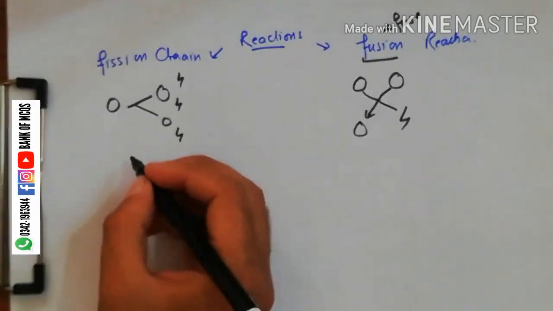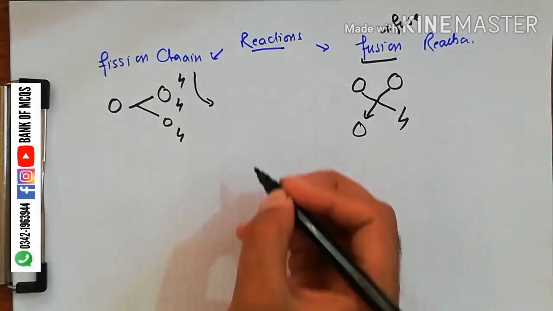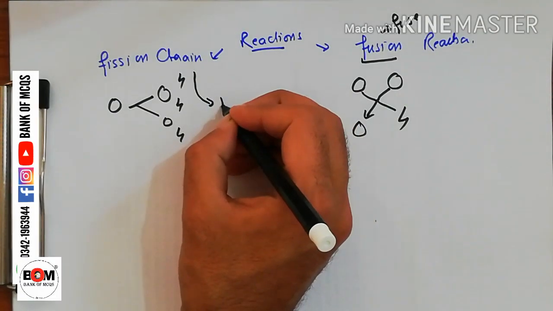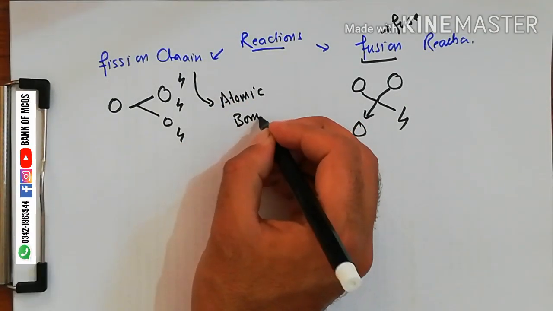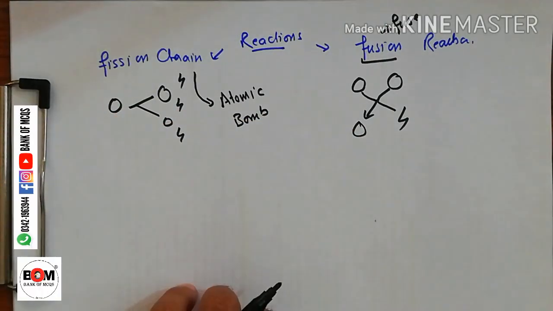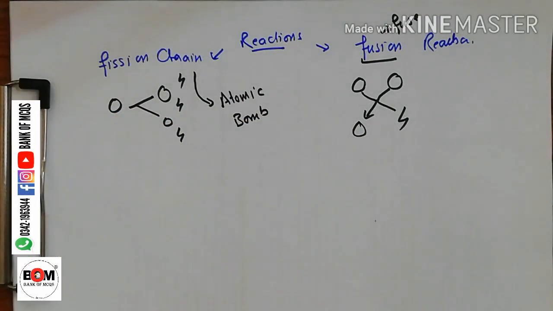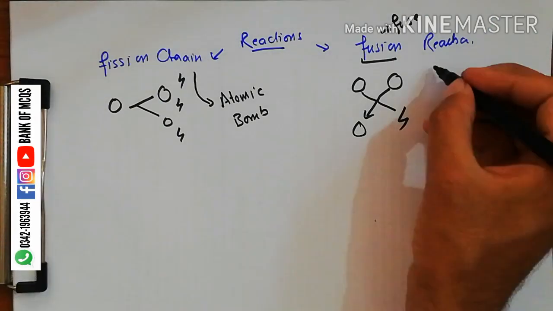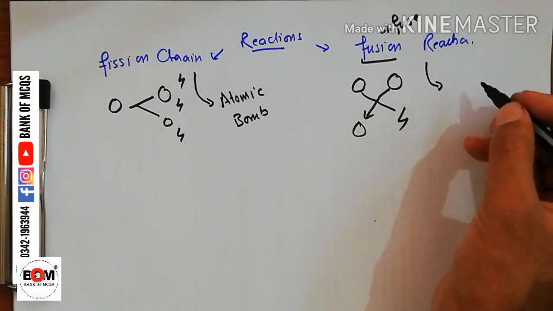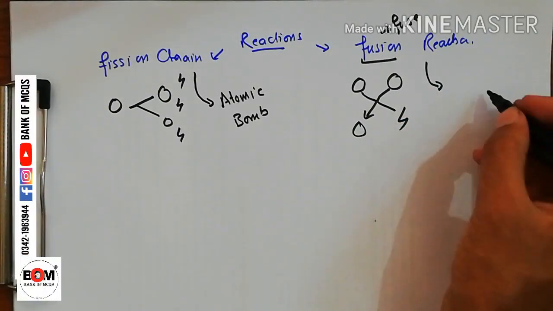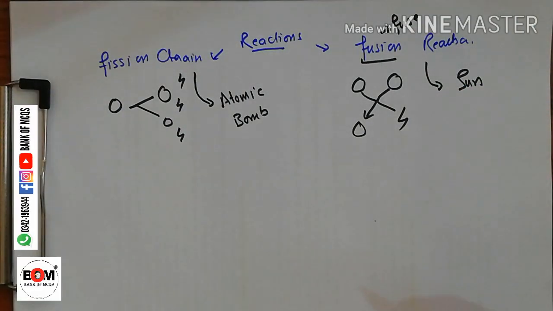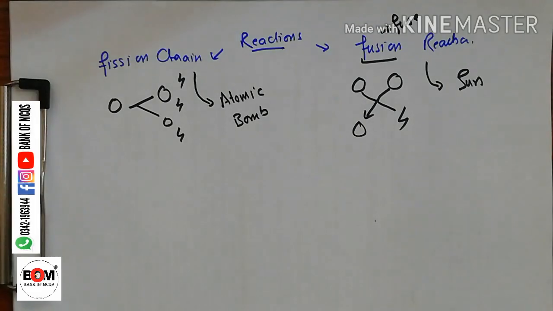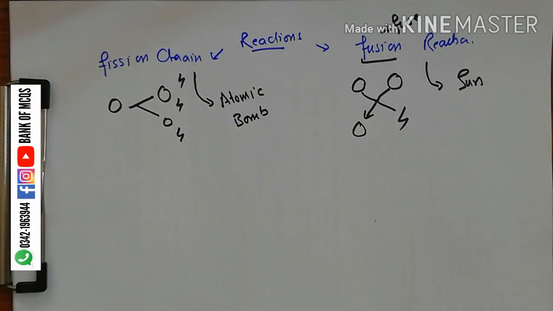Now the second point is that the fission chain reaction is the principle of the atomic bomb. In an atomic bomb, the fission chain reaction takes place in which atoms continuously divide and react, and fusion is the principle of the sun, where atoms combine and form other atoms and energy. So let's discuss it with steps.